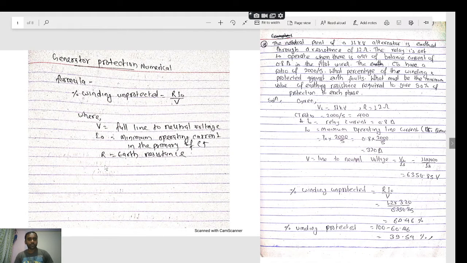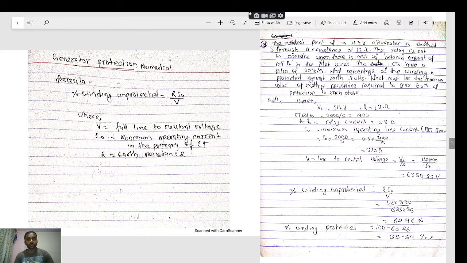So first we start the numerical. We see the formula that is mostly used in the generator protection numerical. Percentage of winding unprotected equals R I naught by V, where V is the full line to neutral voltage of the alternator, I naught is the minimum operating current in the primary of the CT, and R is the earth resistance.